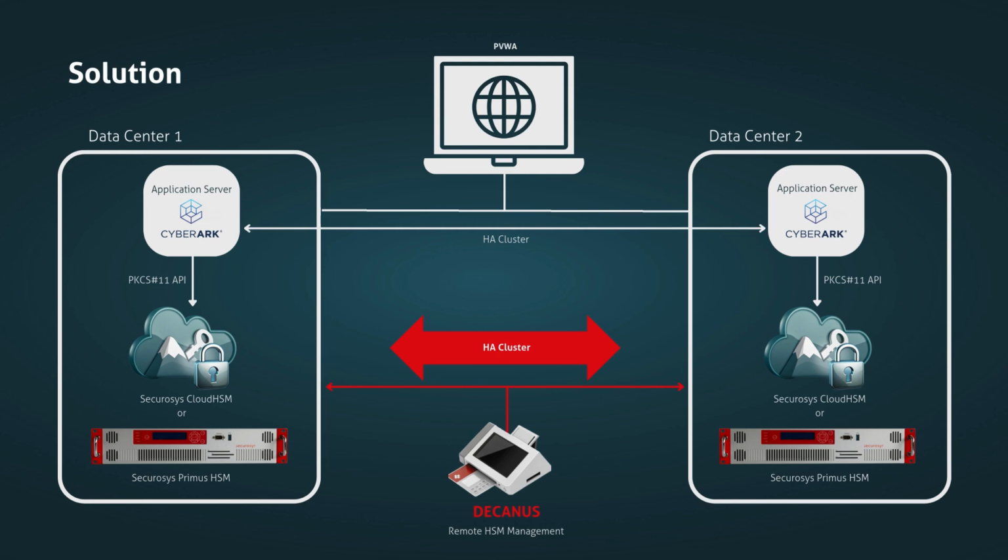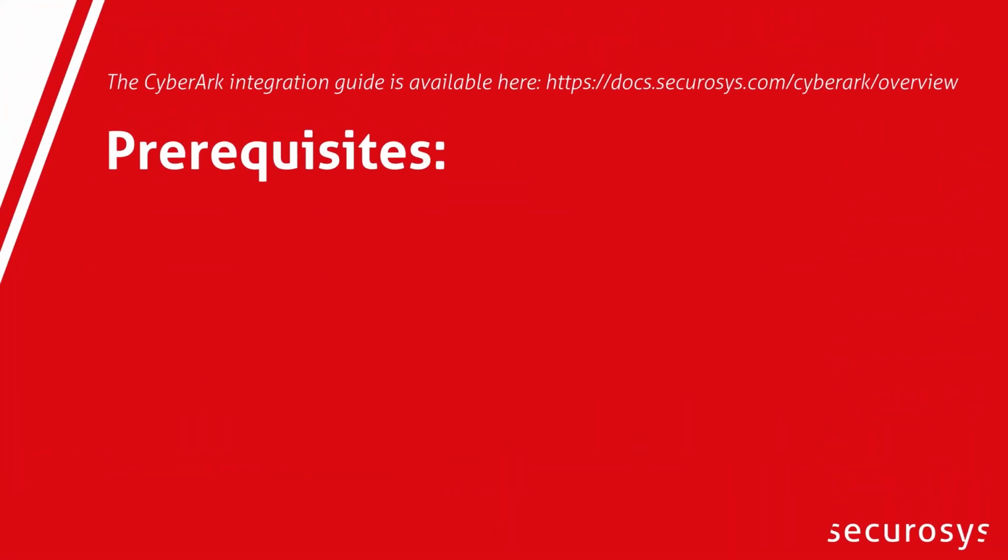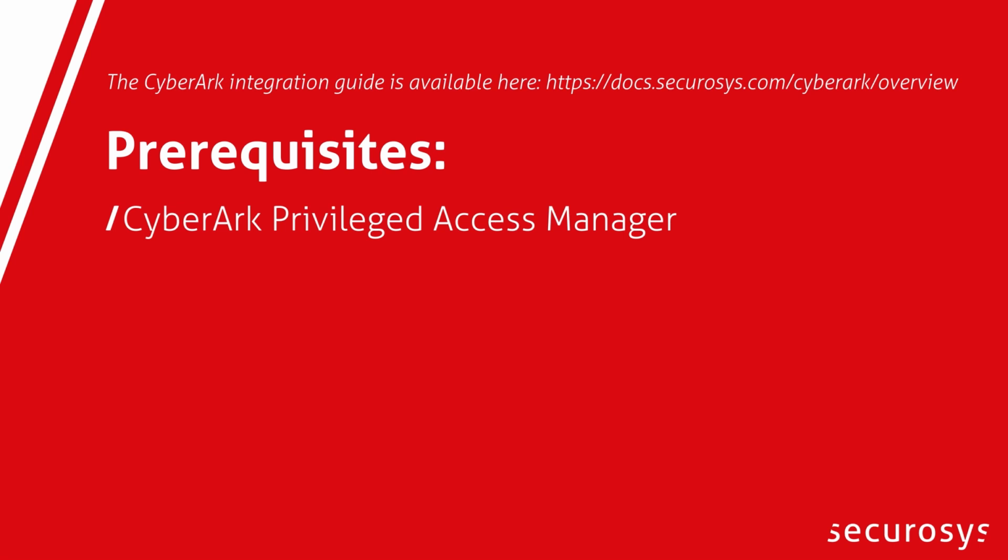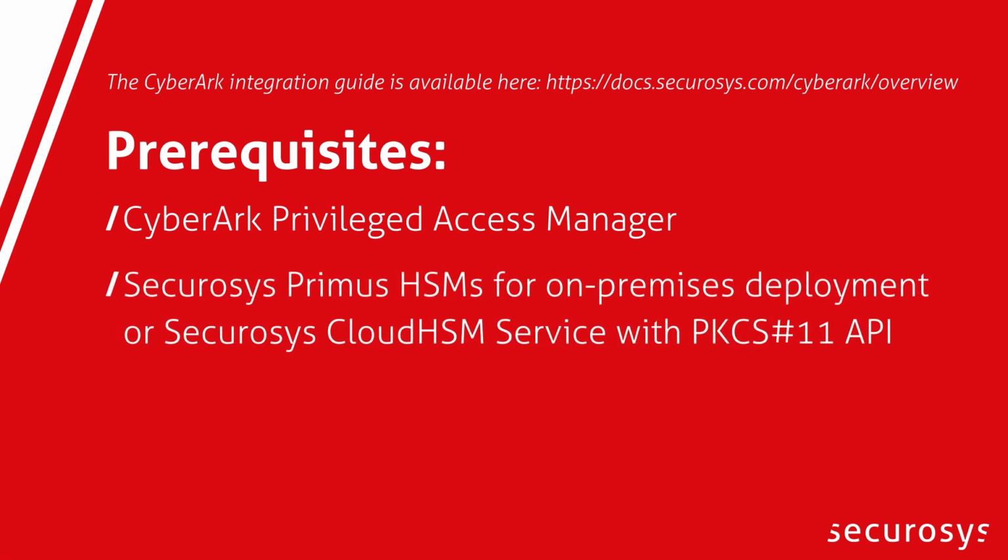and ease of integration. As for prerequisites, for a start, you will require the CyberArk Privileged Access Manager completely installed and set up. It can be already in use or as a first-time setup. Then you will have to have your on-premises Primus HSM deployed and configured, or your Cloud HSM partition onboarded, both with PKCS 11 API license.